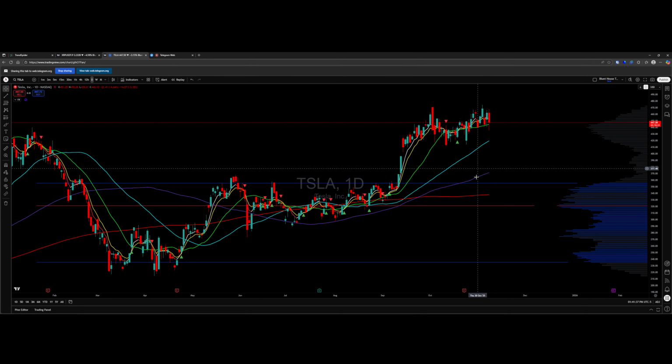Have you fanned out all of these averages? Yeah. Why did you do that? Because price went higher over a short period of time and spread them out. If it falls over a short period of time, it does the same thing in reverse.